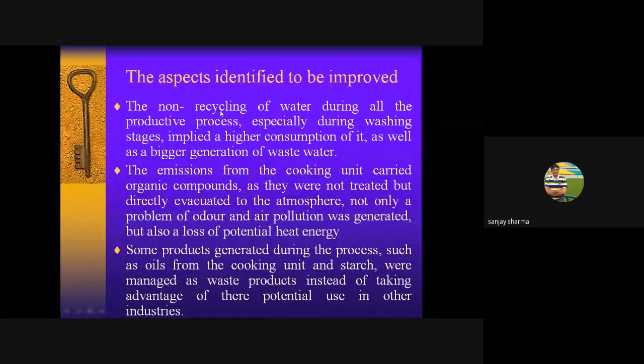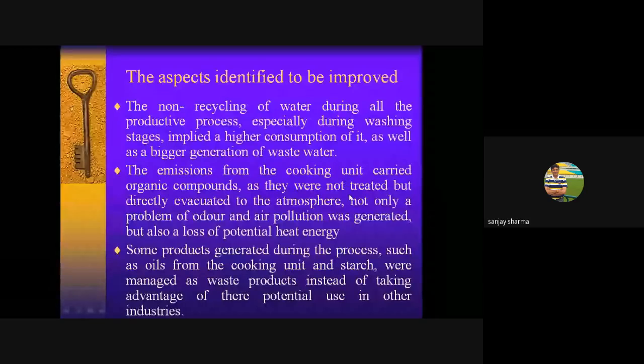So the aspects to be identified were the non-recycling of water during all the productive process, especially during washing stages, which implied a higher consumption of it as well as a bigger generation of waste. The emissions from the cooking unit carried organic compounds, as they are not treated but directly evacuated to the atmosphere, not only energy. Some products generated during the process, such as oils from the cooking unit and starch, were managed as waste products instead of taking advantage of their potential use in other industries.